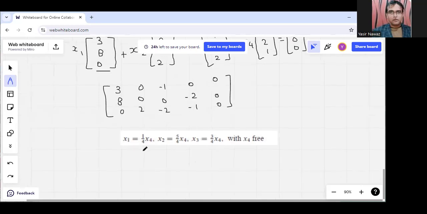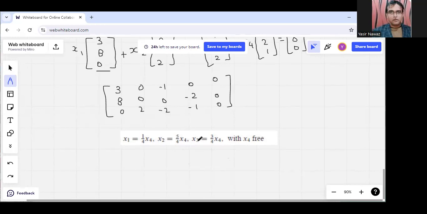So x1 is equal to 1 by 4 x4, x2 is equal to 5 by 4 x4, x3 is equal to 3 by 4 x4. So here, remember that x1, x2 should be integers 1, 2, 3, not decimals, because an atom cannot be half an atom, one and a half atoms, so it cannot be in fraction form.